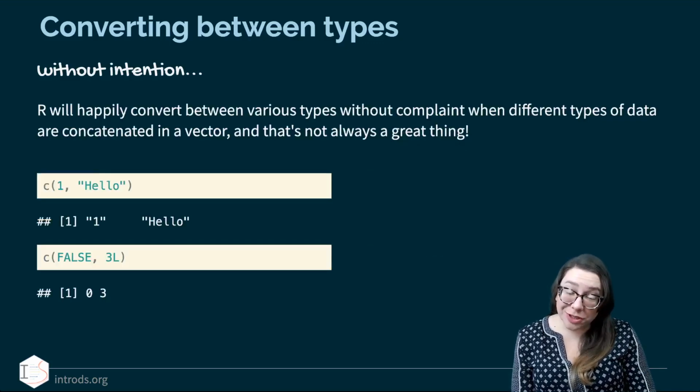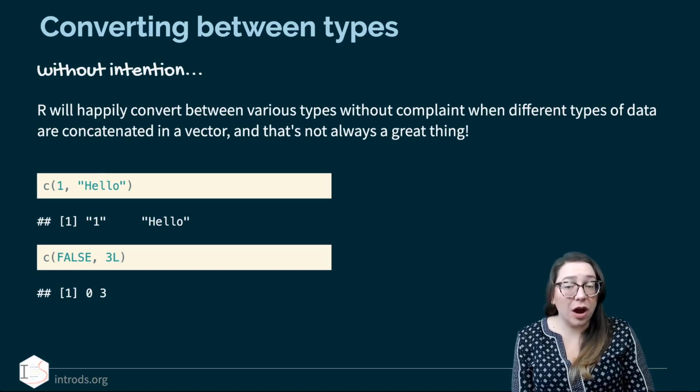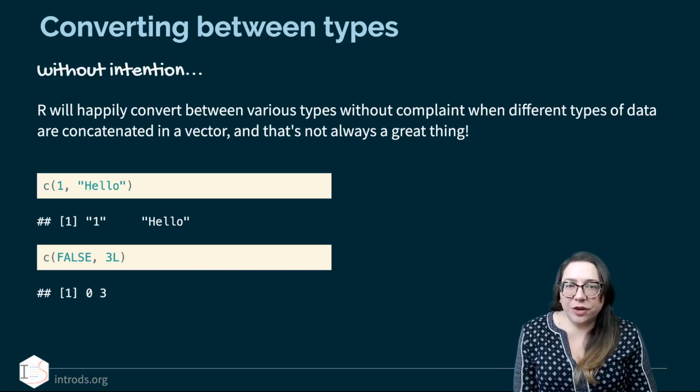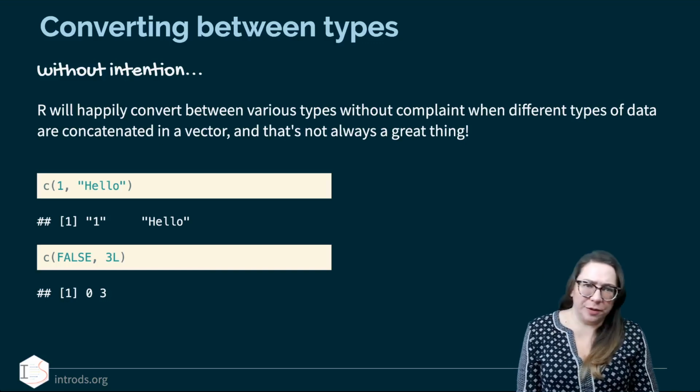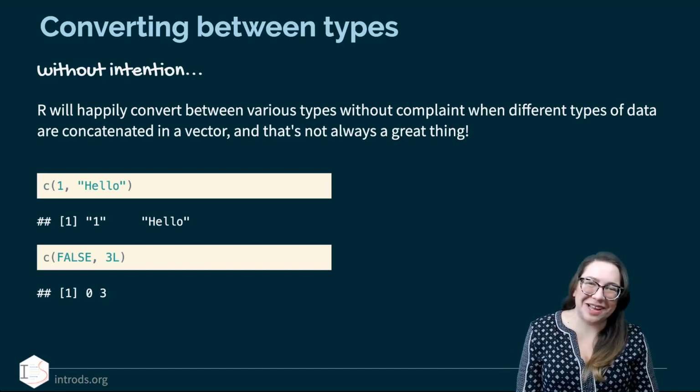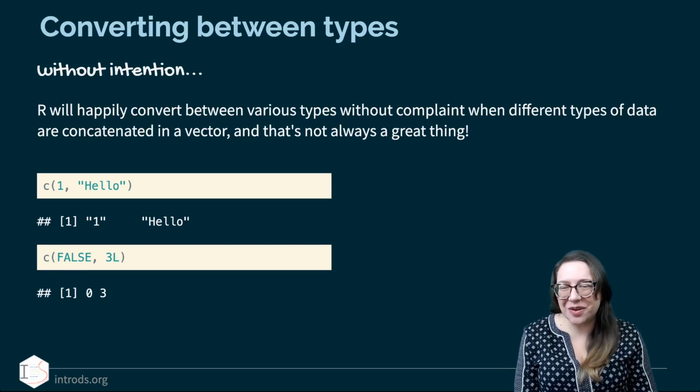Now, R will also convert without intention, and that's what we saw earlier with the cat lovers example. R will happily convert between various types without complaint when different types of data are concatenated in a vector. Now, whenever you hear that something just happened and no one even complained, that might seem like a good thing, but in this case, it's not always a great thing.